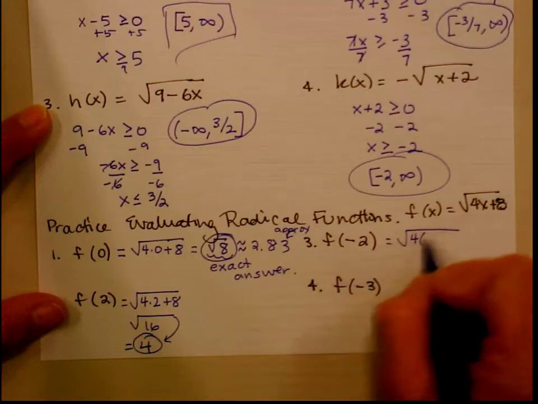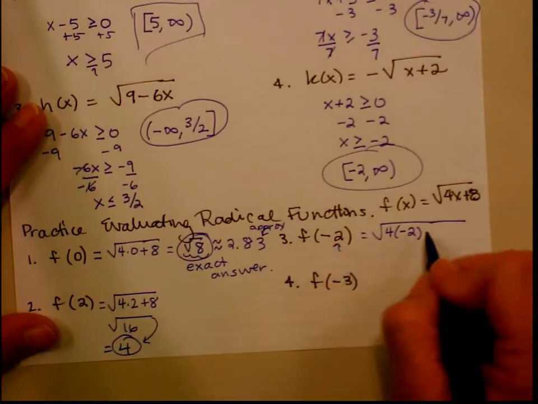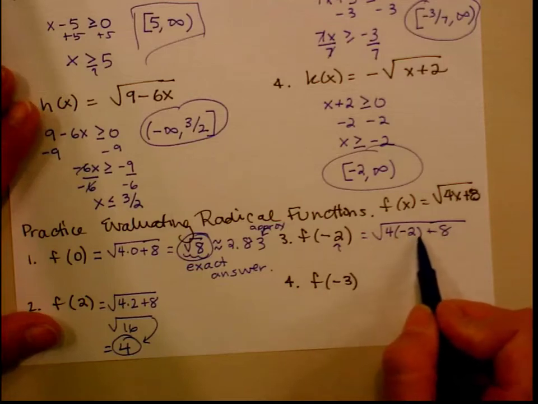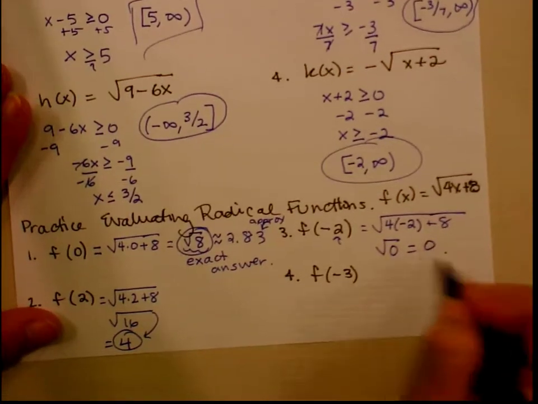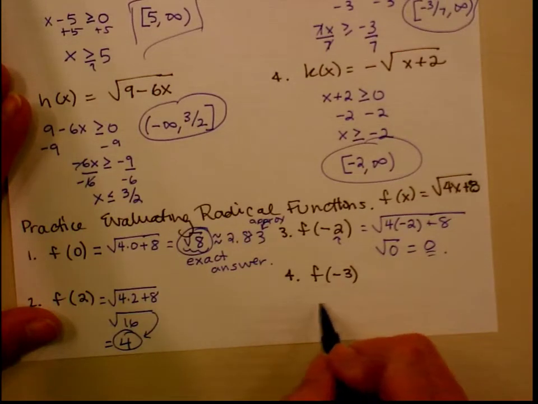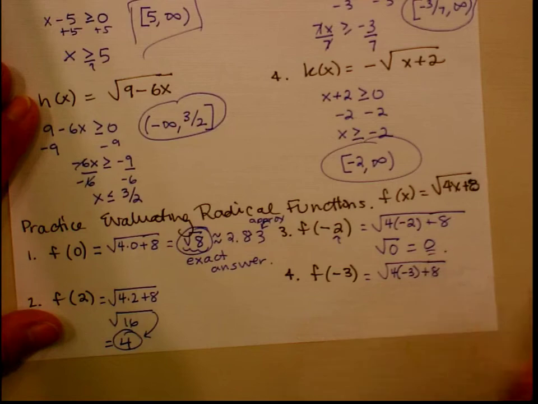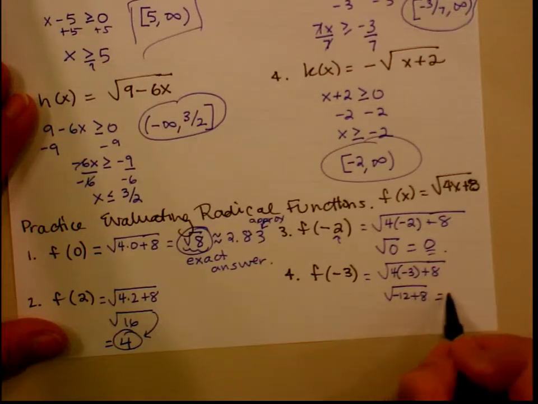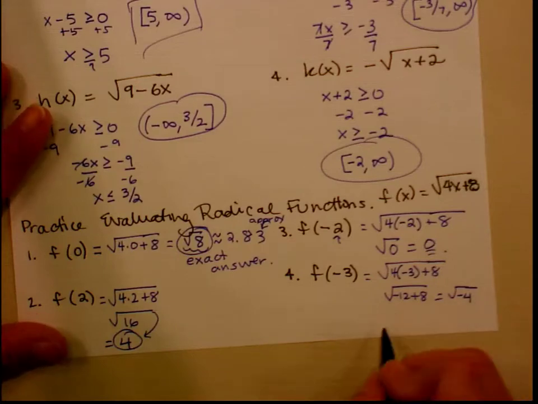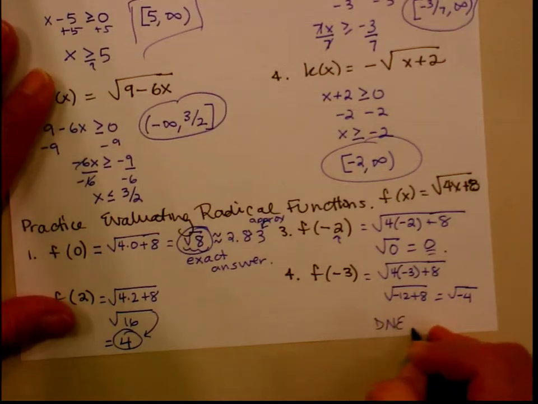Okay, so f of negative 2. Remember, I replace the x in my expression, my function, with the value that's inside the parentheses after the function name. 4 times negative 2 is negative 8, plus 8 is 0, so I have the square root of 0. So for now, and until 10.8, we're going to say, oh, we can't do that. That does not exist. Okay? So does not exist in the real number system.